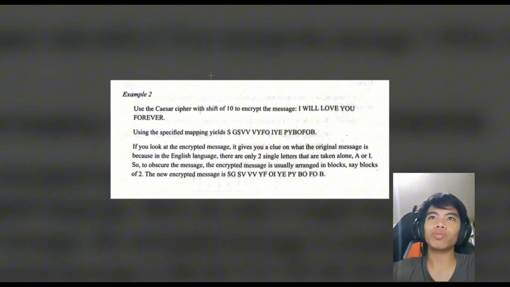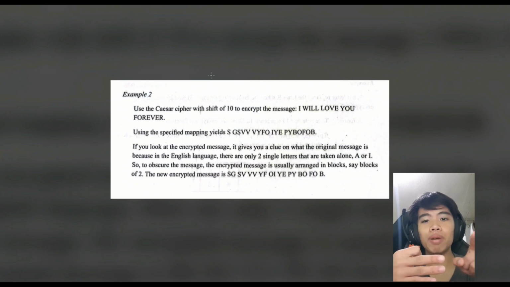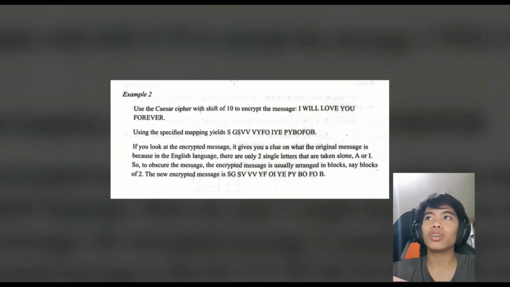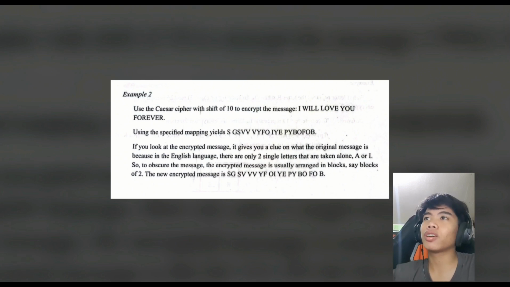So, W. P, Q, R, S. W. X, Y, Z. So, kapag umabot na siya sa Z, ulit lang, babalik lang siya doon sa letter A. So, Z. A, B, C, D, E, F, G. So, tama. Yung letter W plus 10 shift forward, magiging letter G siya. So, tama. Tapos, and so on and so forth. Ganun lang ginagawa dito sa Caesar cipher.